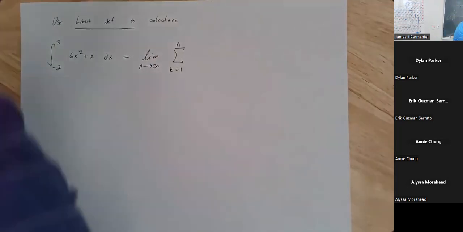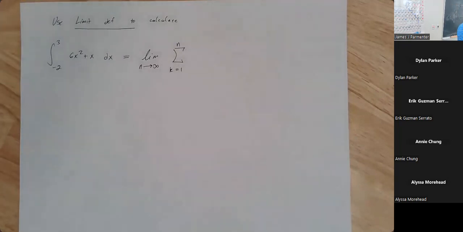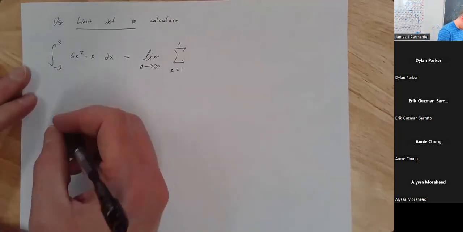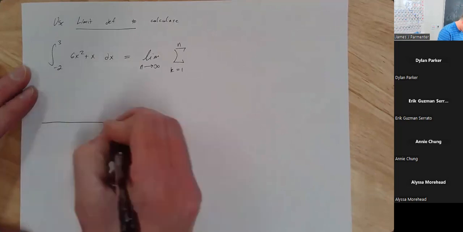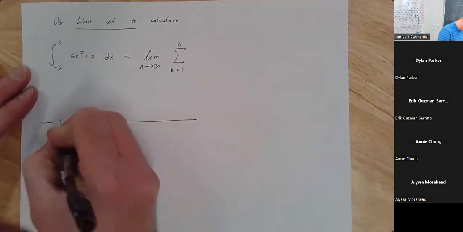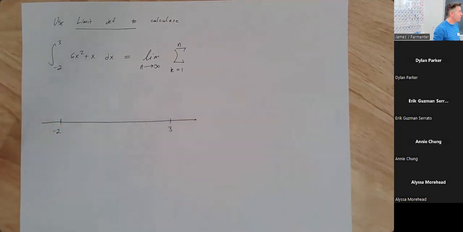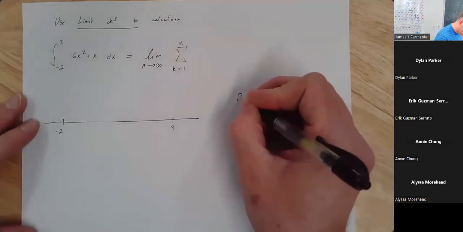Oh yeah, question. So last time on Friday when I was watching the video, I noticed that the norm of the partitions goes to 0. Why are we using n going to infinity? So here's the deal. And that's a really excellent question. So when we talk about a partition, if we go from -2 to 3, we are using, usually, if we're just doing kind of the standard boring way, a regular partition.